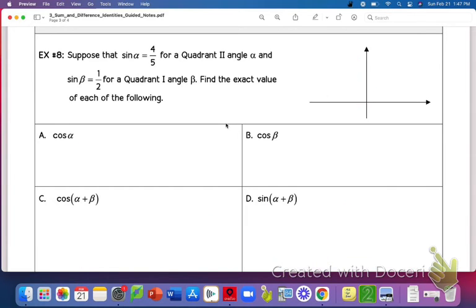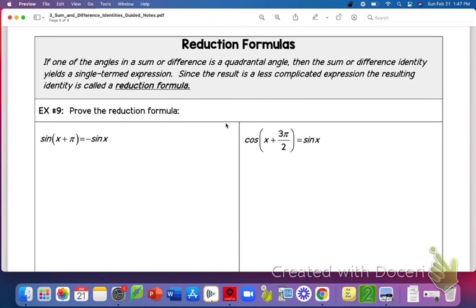All right, last page, example 9. So reduction formulas. If one of the angles in a sum or difference is a quadrantal angle, remember quadrantal means they would lie on the x or y axis, so at 1, 0, 0, negative 1, negative 1, 0, and 0, 1, then the sum or difference identity yields a single-termed expression. Since the result is a less complicated expression, the resulting identity is called a reduction formula. So we're going to prove the following reduction formulas.